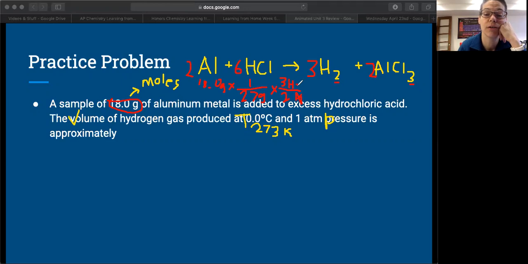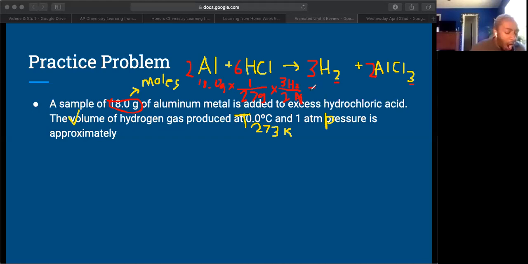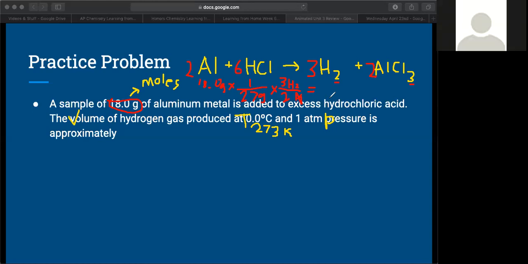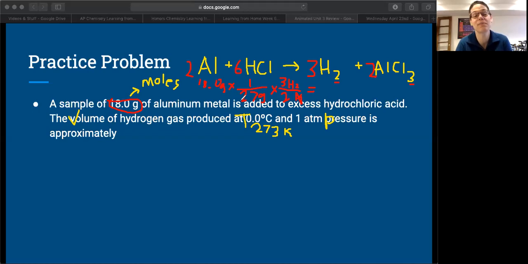Now, if you will notice, 18 and 27 are both multiples of 9. So 18 and 27 can both be divided by 9. So there's 2 on the top, 3 on the bottom. So this actually equals 1 mole. You can do it in a calculator, double check me, but that equals 1 mole.